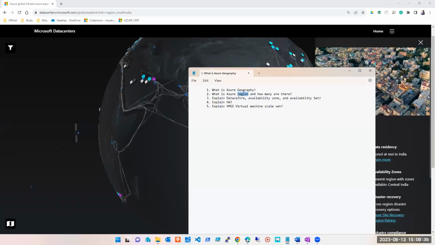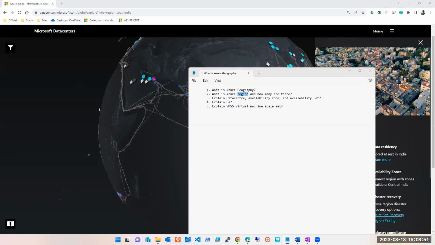Is this clear till here, guys? Does anyone have any doubt in geography and region? Understand. What about others? Geography, region, is it clear? Yes. Yes, sir. Okay.